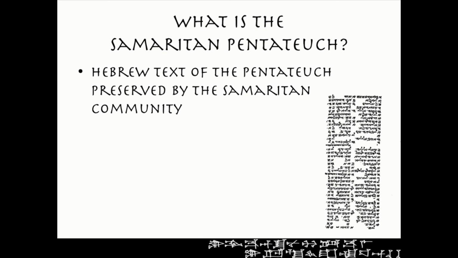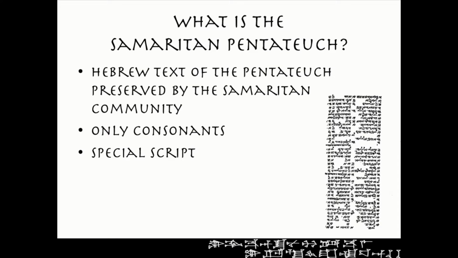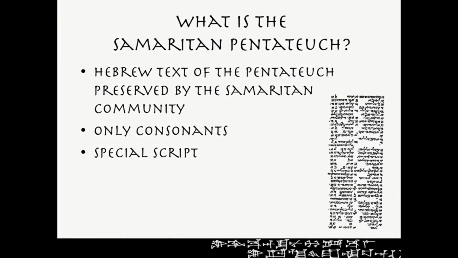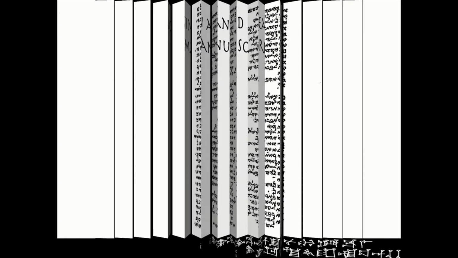So what is the Samaritan Pentateuch? Well, it's the Hebrew text of the Pentateuch preserved by the Samaritan community. It is a consonantal text, so generally speaking, it does not have vowel pointing. The Samaritan community did have some vowel pointing that it used sporadically, but generally speaking, no. And you can see it off to the right there. It has a special script, and let's look at it a little more closely. This isn't the greatest picture in the world, but you can see the script. If you know Hebrew, it looks like Paleo-Hebrew script.